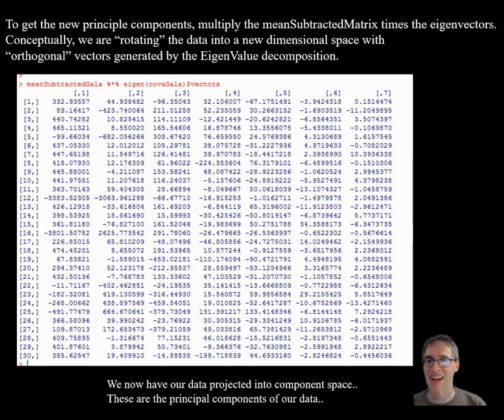So all we have to do to get the principal components is to take our original data, or our mean subtracted data, and then just do matrix multiplication to rotate this data into this new orthogonal basis, and then we get our principal components.